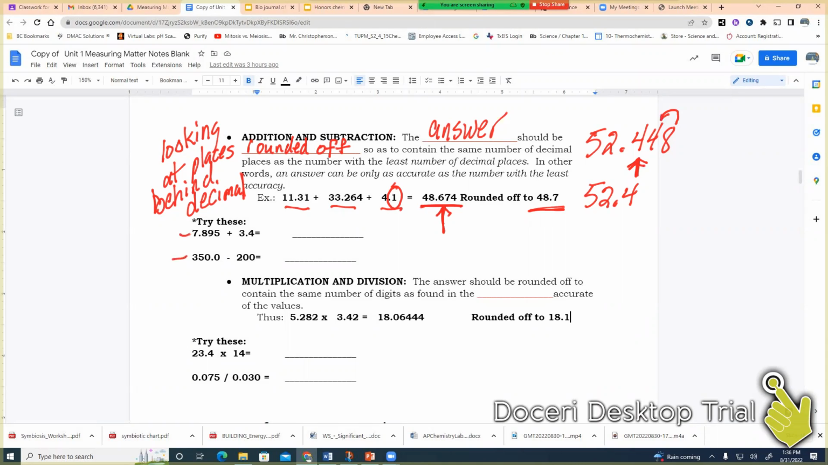All right, why don't you try these two? You can put them in your calculator, you can do them in your head, and then adjust for significant figures.